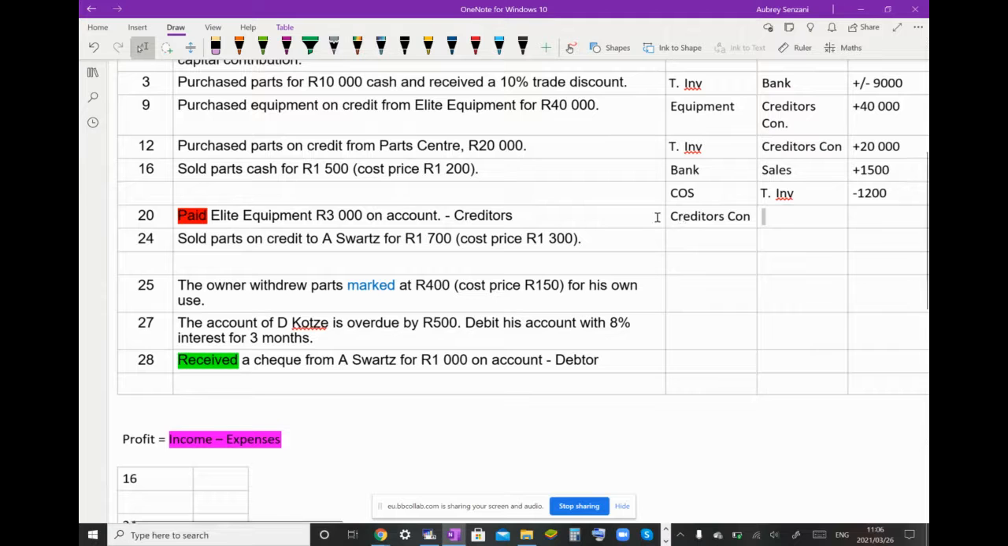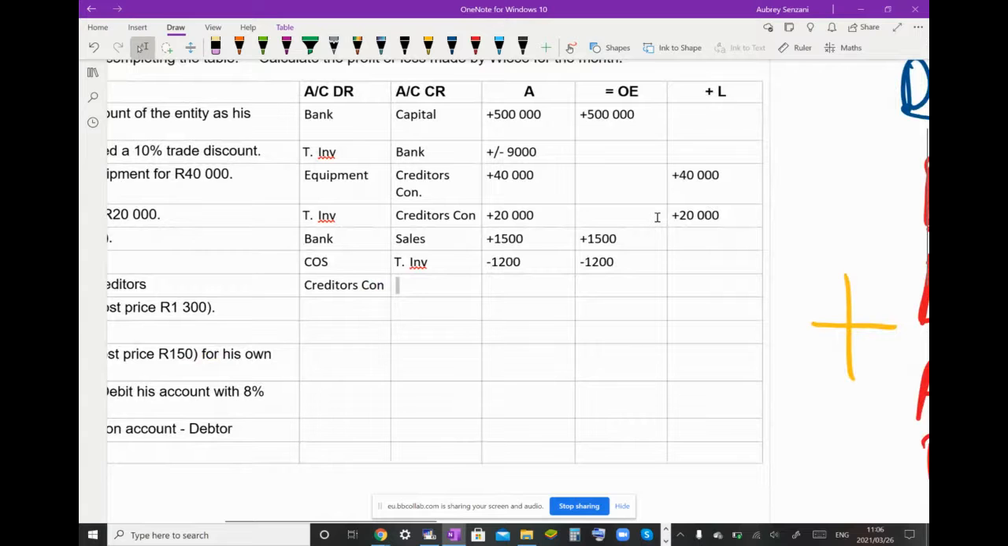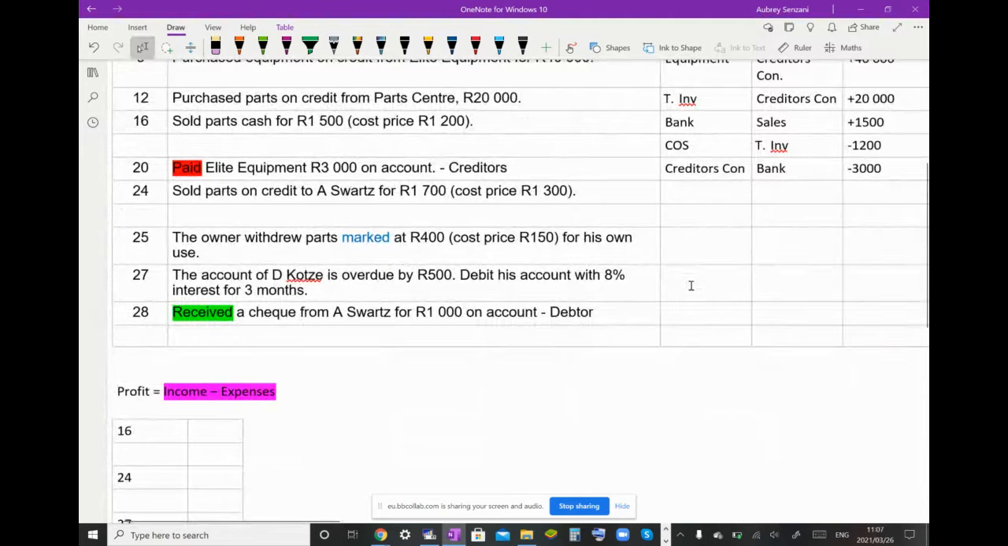Okay, and we are crediting bank because money is leaving us. So under assets, it's going to be a negative. How much was this? 3,000. And under liabilities, it's also going to be a negative 3,000 because now we owe less than what we owed before this transaction. Okay. Right. Then we'll just do this last one before I give you guys a break.